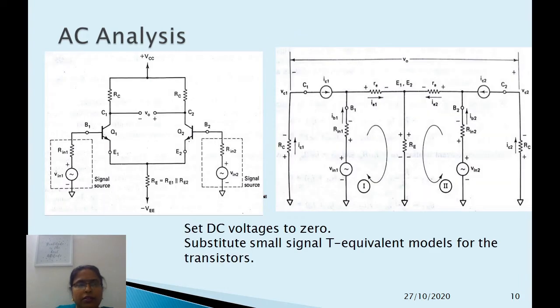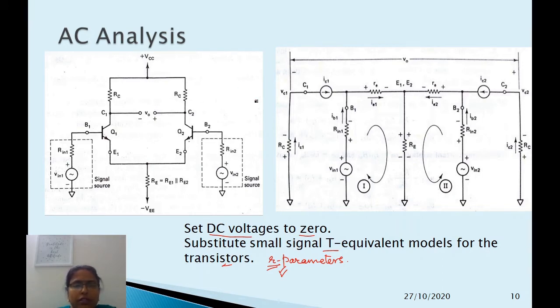So now we will start with the AC analysis of the amplifier. For the AC analysis, we have to set the DC voltages to 0, and we have to substitute the small signal equivalent model for the transistors, and for that we are using the r parameters instead of the h parameters. Why are we using the r parameters? Because r parameters are simple, less complex, less lengthy as compared to h parameters, and the results obtained from these r parameters are very near to the actual results. That's why we are using the r parameters.